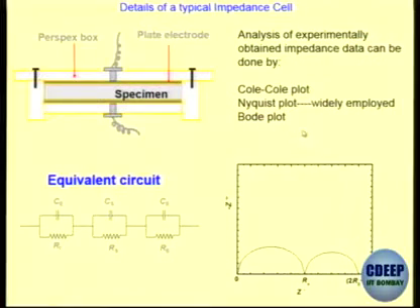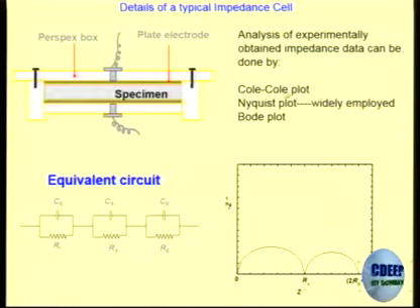Now once you have made a sample, you have tested the impedance, the question is how to analyze it. We take help of a graph which is known as Nyquist plane, or sometimes we use Cole. So if you have done a course on electronics, you can easily find out that these terms are familiar to you.